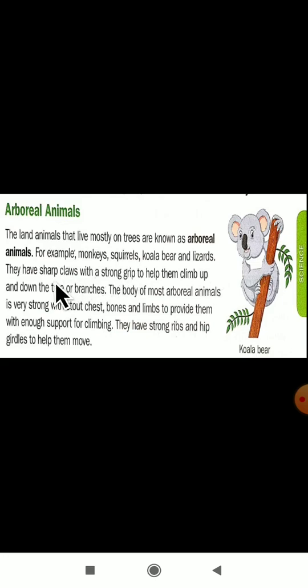They have sharp claws with a strong grip to help them climb up.